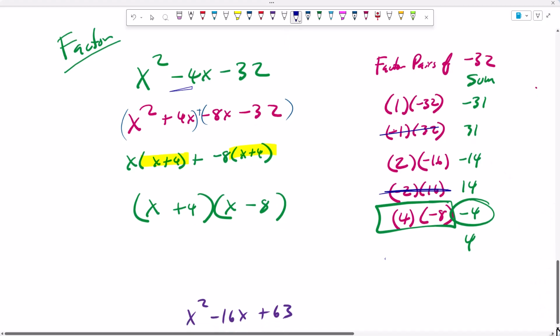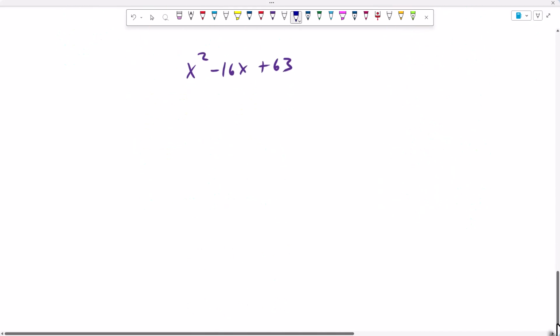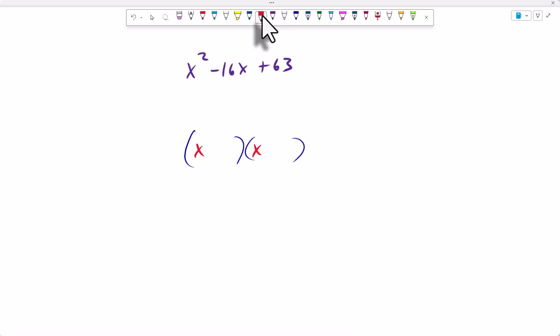Okay. The product multiplies to positive 63 and adds to negative 16. Where both numbers are negative. Write it down.